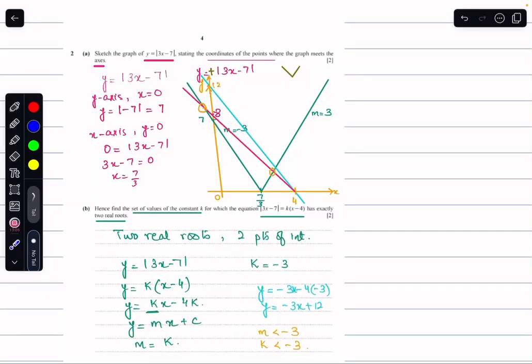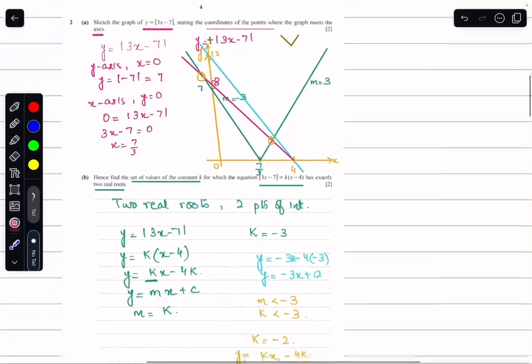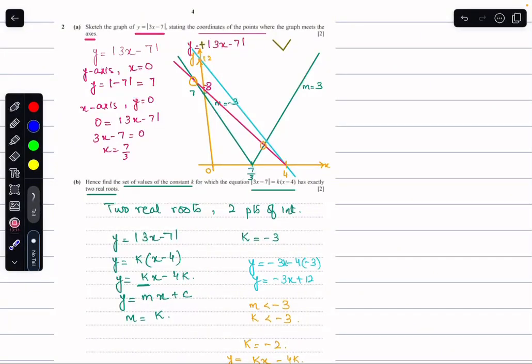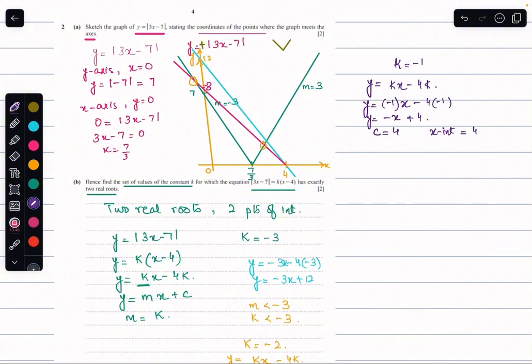I've tried negative 3, which was giving me just one real root. I've tried negative 2, which is giving me two real roots. So now if I go for the k value, let's say k is negative 1. Again, my equation is y equals kx minus 4k. If I substitute k with negative 1, the gradient being negative, this becomes 4. So my y-intercept is 4, and my x-intercept, with y as 0, also comes out to be 4.